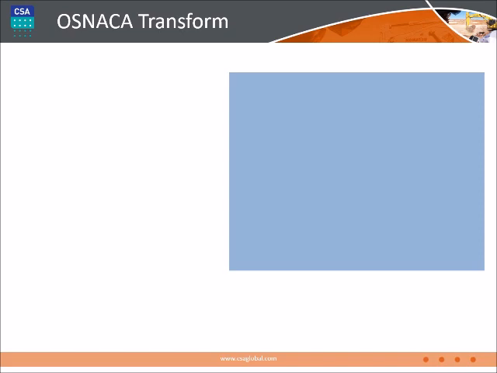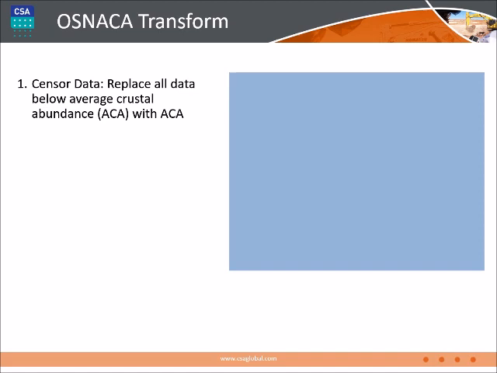Okay, the first thing to do is to censor the data, and this is the part where we're trying to remove as much of the lithological variation as we can. And what that means is that you're replacing any value below average crustal abundance with the average crustal abundance. So there's a floor, if you like. The traditional floor is half the lower limit of detection, but we're wanting to raise that floor and cut out a lot of the variation owing to lithology. Normalise the data to average crustal abundance simply means divide by the average crustal abundance value.